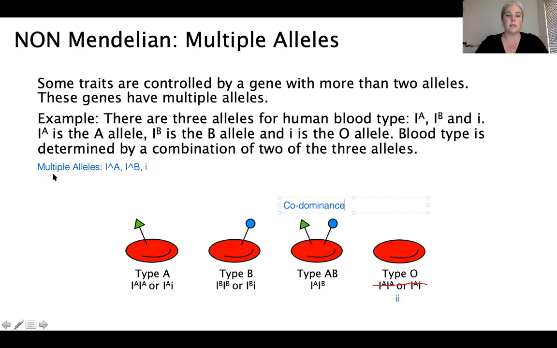Blood typing is an example of both multiple alleles for I^A, I^B, and lowercase i, and then codominance for the fact that both type A and type B are expressed together. So if you are heterozygous I^A and you have the I^B, that's blood type AB.